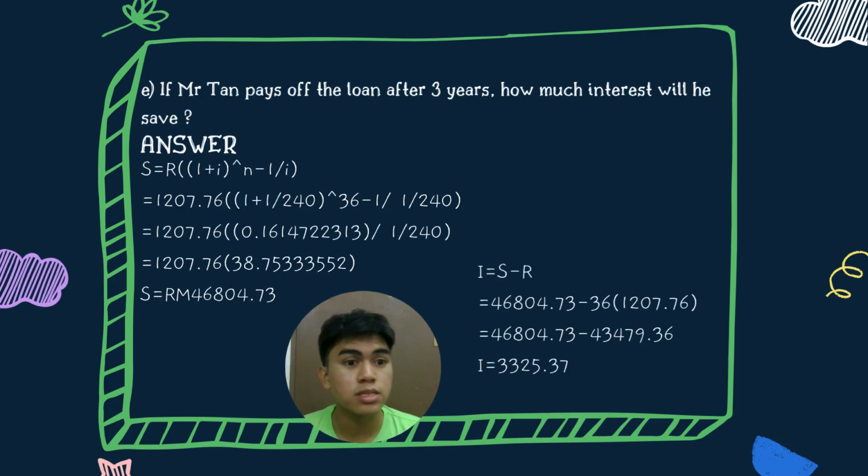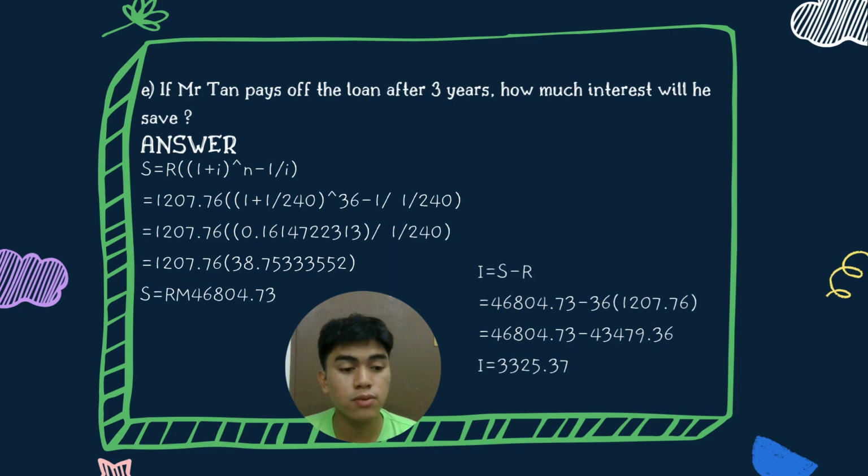First of all, we will use the formula of S equal to R open bracket, then open smaller bracket 1 plus I close smaller bracket power of n minus 1 divided by I close bracket. First step, we will write S equal to 1,207.76 open bracket, then open smaller bracket 1 plus 1 divided by 240 close smaller bracket power of 36 minus 1 divided by 1 over 240.